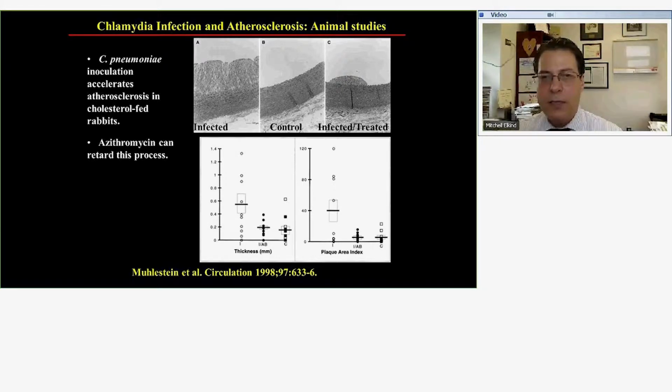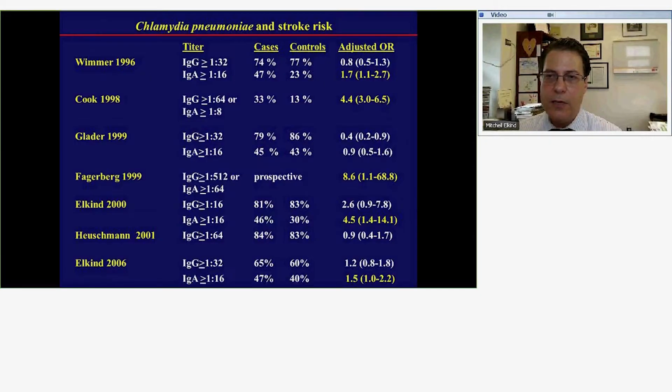There is some limited, but some animal study evidence that inoculation with chlamydia pneumoniae can cause atherosclerosis, and even that using antibiotics against chlamydia can reduce atherosclerosis. So here's a control animal. Here you can see with chlamydia pneumoniae infection, the increase in intimal thickening and atherosclerosis, and then with treatment that is reduced. So some animal evidence of an association, but whether it plays a role in humans remains unclear.